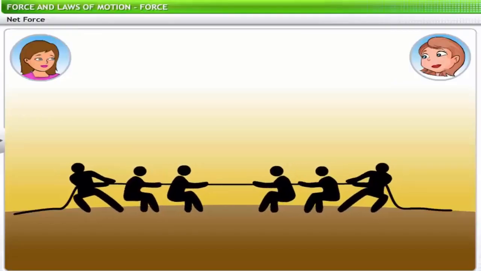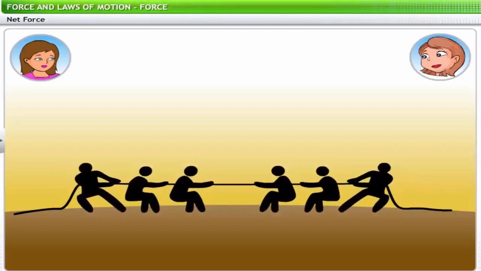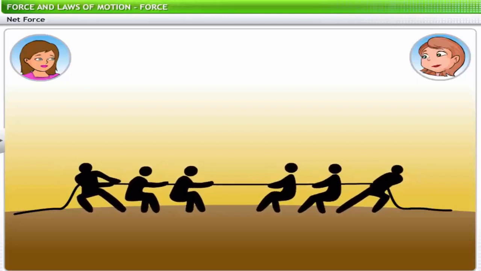Wow! They all seem to be applying a lot of force, but nothing is happening. How do you explain that? So far, you have seen effects of single forces in terms of pulling and pushing. But in real life, there are often multiple forces acting on a body simultaneously.